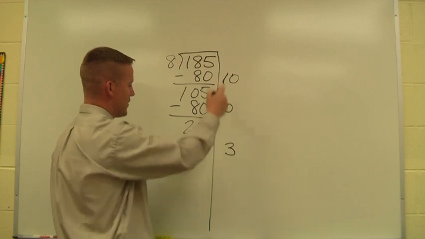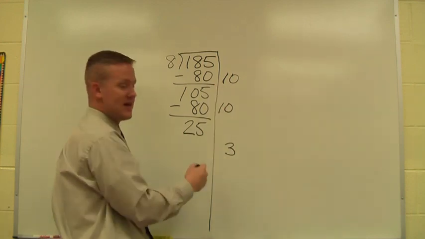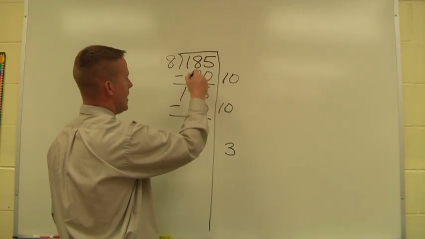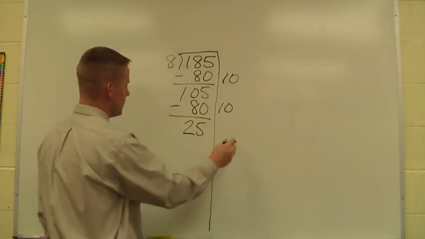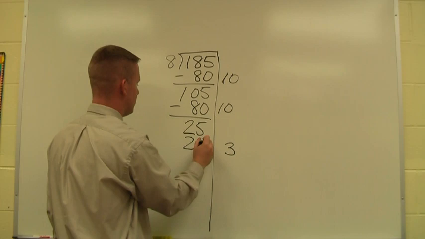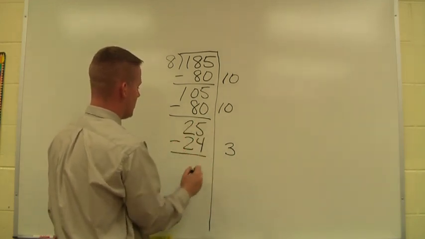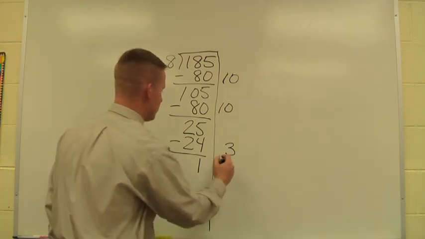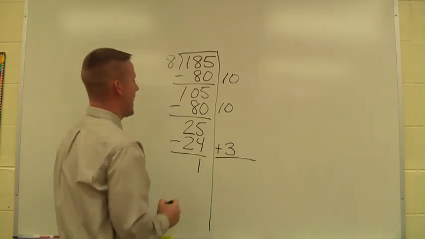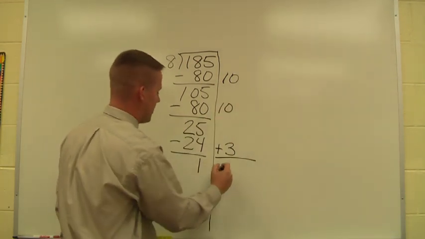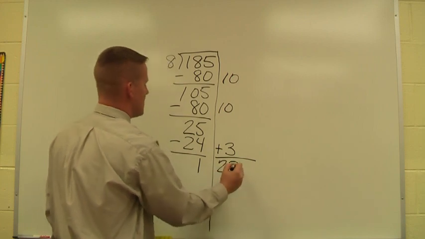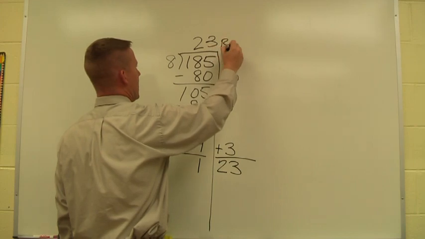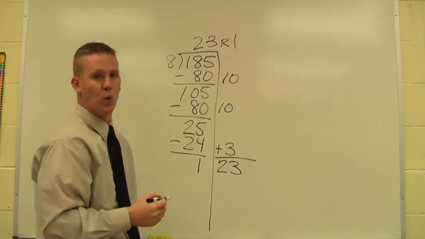Notice I'm trying to line everything up here, keep my 1s lined up, my 10s lined up, and I also like to line up what I'm dividing by right next to what I got. So 3 times 8 is 24. 25 minus 24 is 1. Since 8 won't go into 1, I know I can stop. Over here, I add up my numbers, 10 plus 10 plus 3, giving me 23. That's my whole number. And I remember to bring my remainder back up, so I get 23, remainder 1.